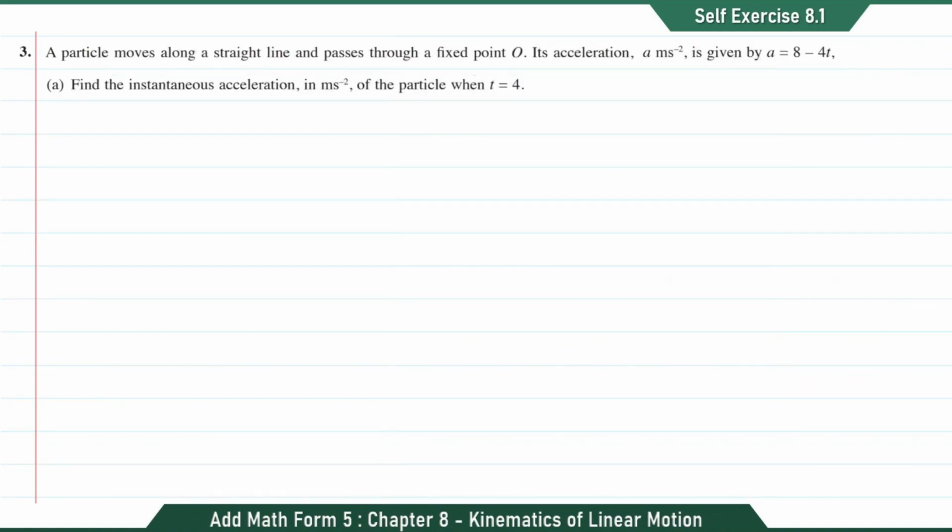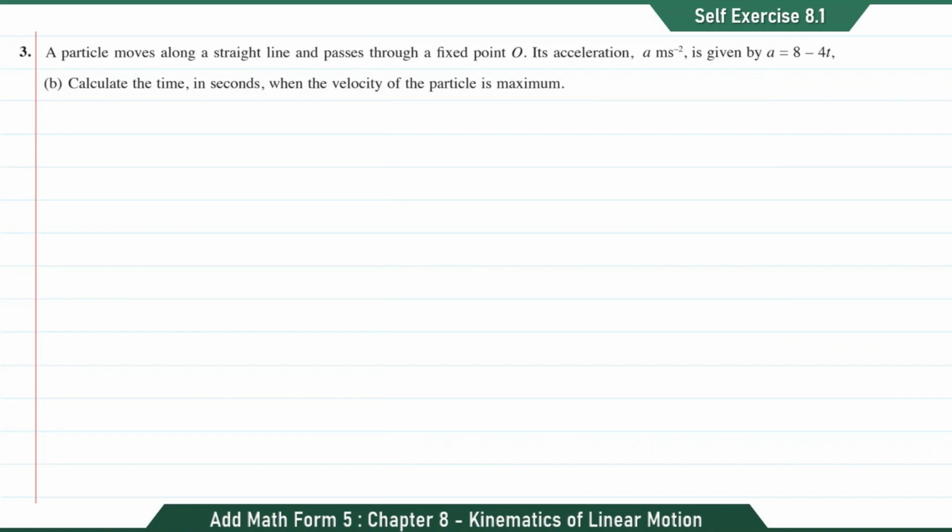Question 3. A particle moves along a straight line and passes through a fixed point O. Its acceleration a is given by a equals 8 minus 4t. (a) Find the instantaneous acceleration of the particle when t is equal to 4. To find the instantaneous acceleration, we just need to substitute the time given into the equation of a. So the instantaneous acceleration will be a equals 8 minus 4 times 4, which is equal to 8 minus 16, equal to negative 8.